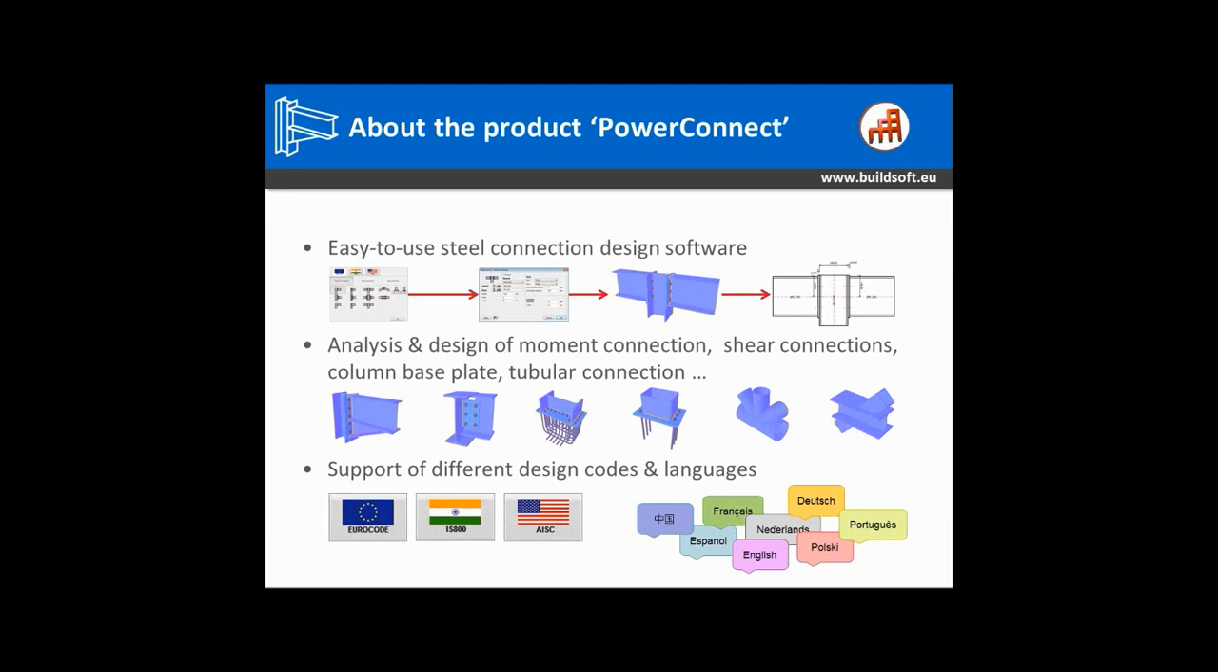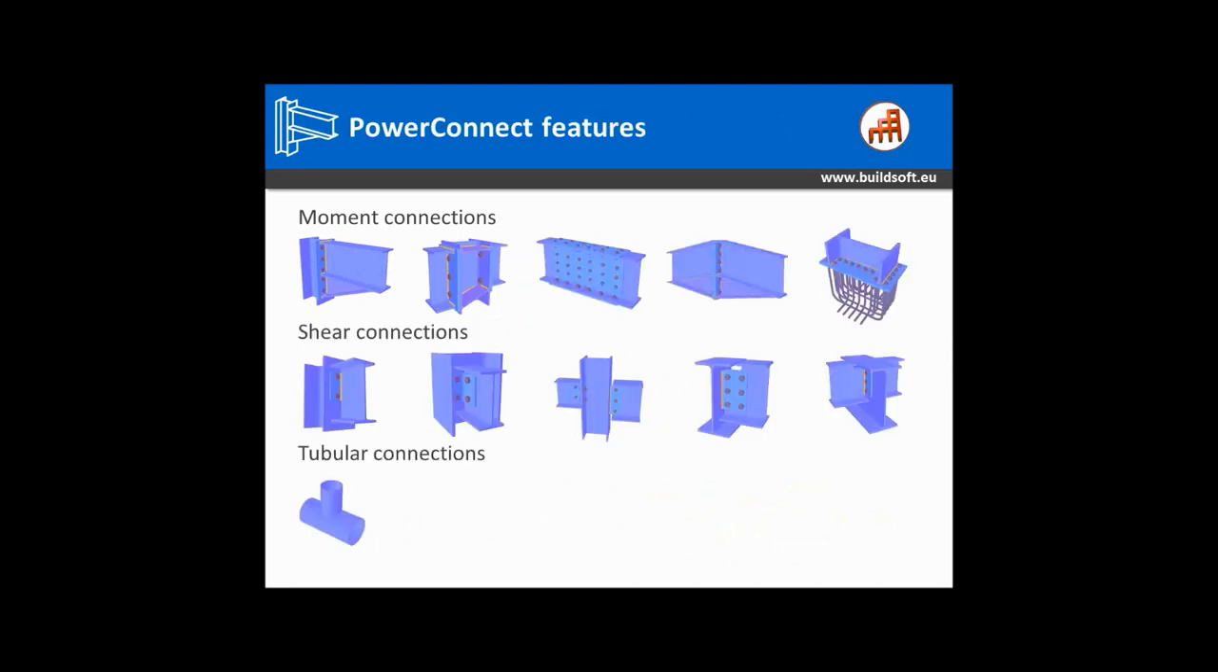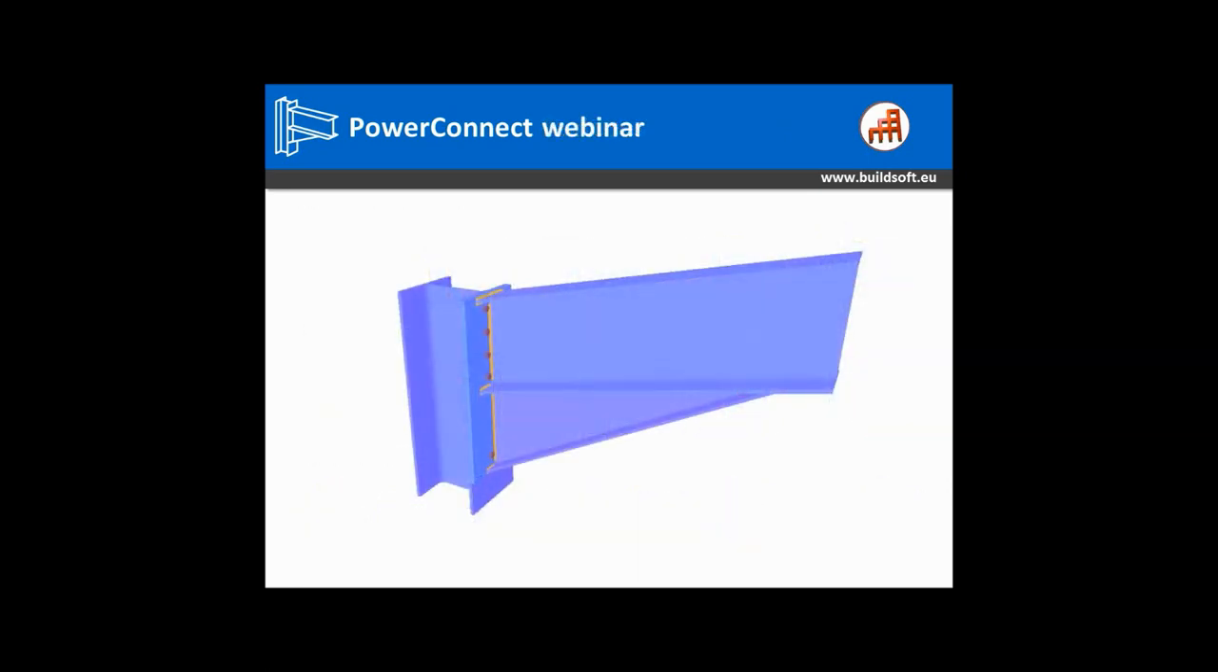So this is Dutch, German, French, English, of course, Spanish, Chinese, Portuguese, Polish. Here are some examples of moment connections and shear connections, and finally tubular connections, which you can calculate and design with the PowerConnect.